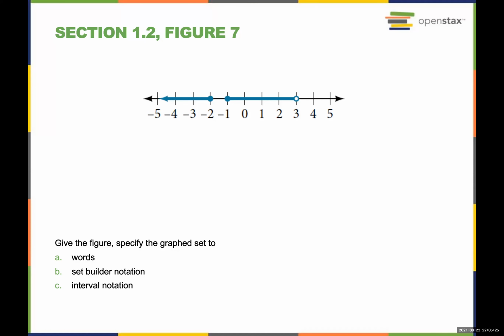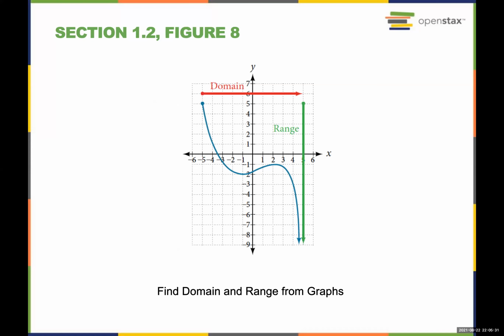And I want to work on this problem. Next one is finding the domain and range from graphs. So given the graph here, domain is all the x values, the inputs. So that's why we have it here from -5 up to x value is 5. And then the range is all the y values.